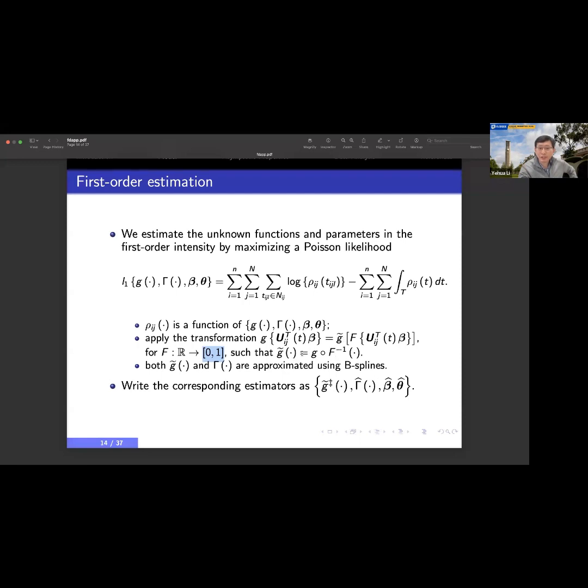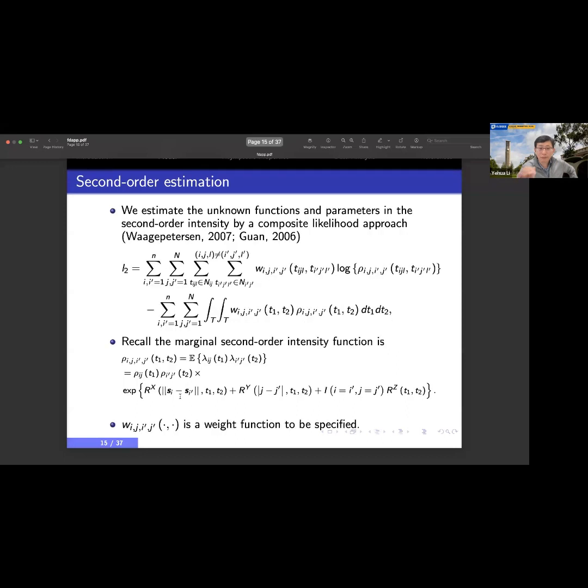Now, instead of modeling g, we model this g delta directly, and you can model that as a spline. G delta is a function on the 0-1 interval. Gamma is a function of the time within the day, and we scale the time into a 0-1 interval as well. Both of these can be approximated using B-splines. If you plug all these things into this model, the likelihood becomes parameterized, and you can maximize the likelihood. The second order intensity is more complicated.